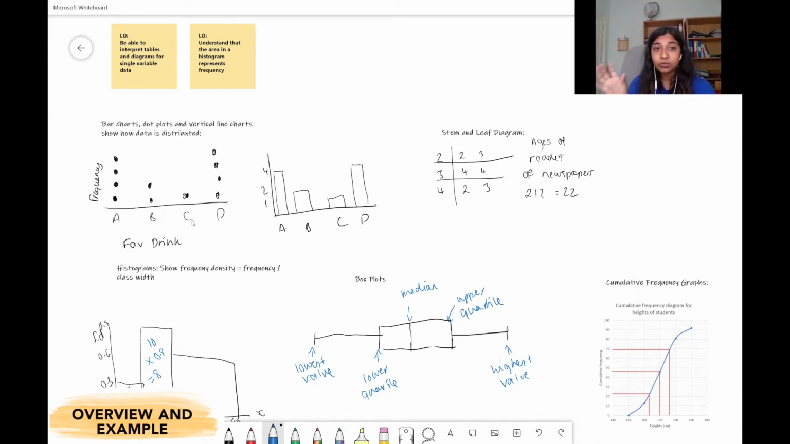So bar charts, dot plots, vertical line charts. From them, you just get your frequency for each data value you're trying to work out. Your stem and leaf diagram just shows the different values that you have, and it can be really useful for getting your mode. You can also work out your median from there.